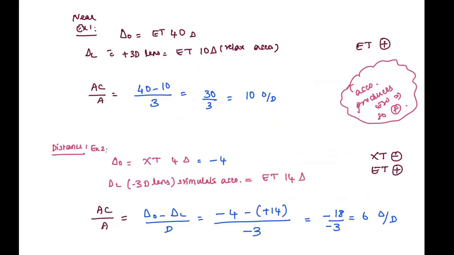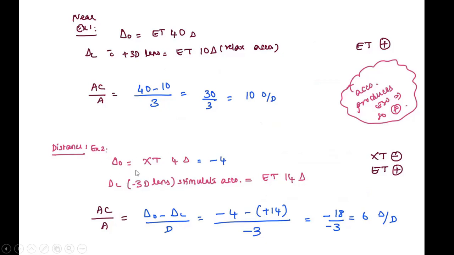For near, suppose the deviation is ET 40 prisms, because here accommodation was there. Now to relax the accommodation, we use a +3 diopter lens, as I told. Here the accommodation is relaxed and the ET also will relax, so there will be ET 10 prisms. So AC/A ratio will be, ET is always plus, 40 minus 10 by 3. So it is 10 prism diopters per diopter of accommodation.